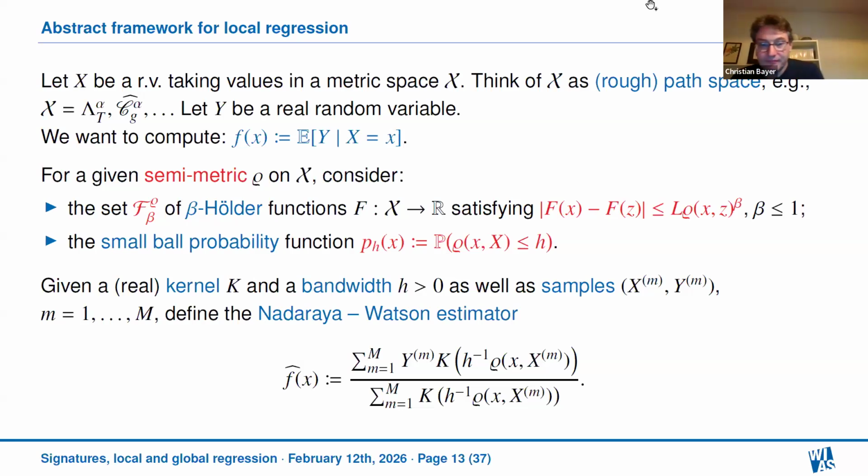Okay. Maybe a last question. Does the method work for discontinuous approximation, say pure jump or not? There are two ways to read this question. Number one, the function we want to learn is discontinuous. Number two, the path is discontinuous. If the path is discontinuous, you can define the signature as well, and then this method in principle works as well. If the function is discontinuous, I would be more careful.